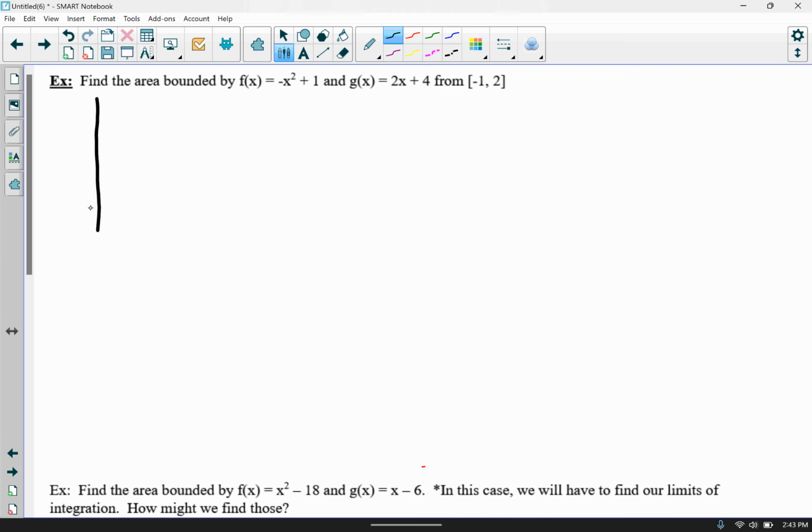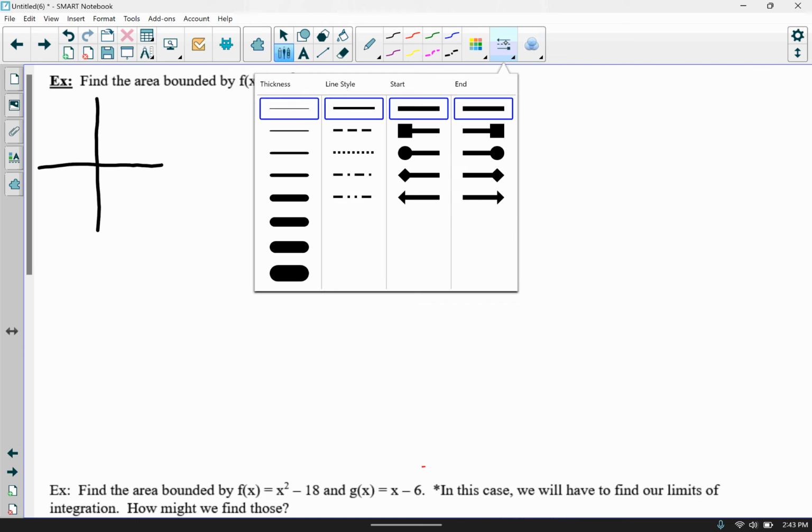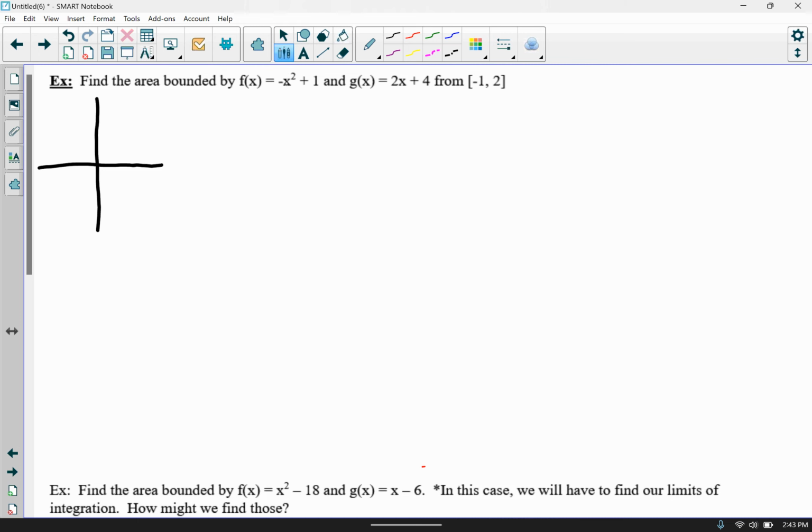So we are looking at -x squared plus 1. That means I'm going to be crossing the x-axis. That's going to be a parabola, x squared, right? X squared tells me I'm a parabola. It's been shifted up 1 unit, and because it's negative, it is facing downward. So it looks something like that.